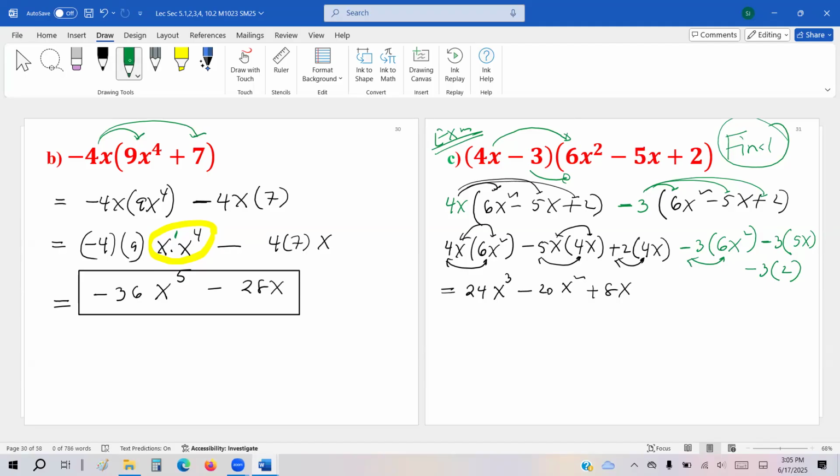-3 times 6, -18x squared. Plus or minus, -3 times 5x, -15x. Plus -3 times 2, -6. So multiply the numbers, add the powers for the variable. As you can see, there is no more x cubed term.